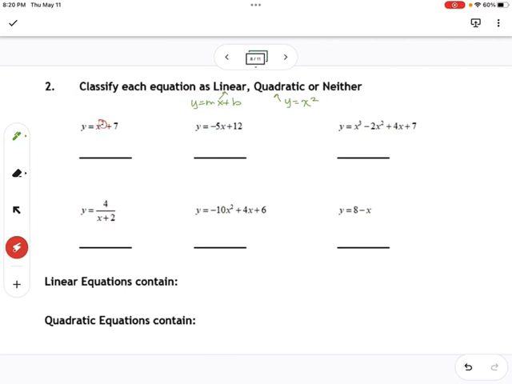So looking at the first one, y equals x squared plus 7, the highest degree is the x squared. So because we have that x squared, this one's quadratic. Looking at the next one, y equals -5x plus 12. This is in the form y equals mx plus b, so this one is linear.